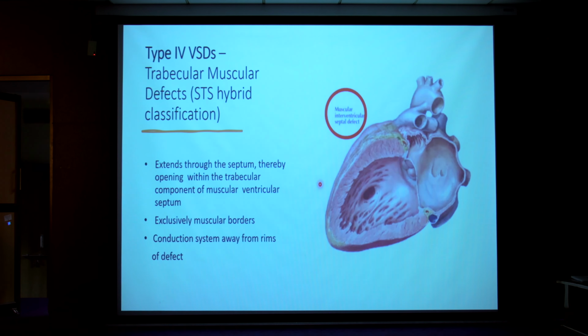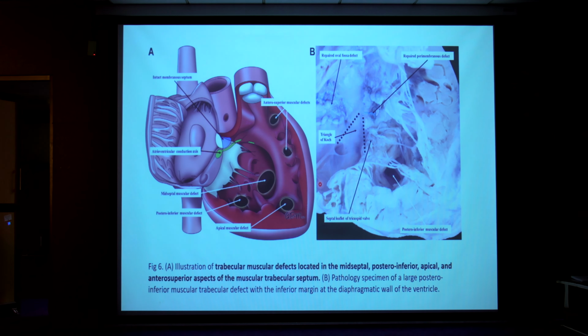And coming to type 4 VSDs, that is the trabecular muscular VSD, usually they are in the muscular portion of the septum. All borders are formed by the muscular septum. So the bundle is nowhere near, so it is very unlikely the bundle gets injured in these patients. But these can be in multiple locations. They can be apical, anterior, mid-septal and posterior. These are the 4 locations. It can be in the trabecular septum.